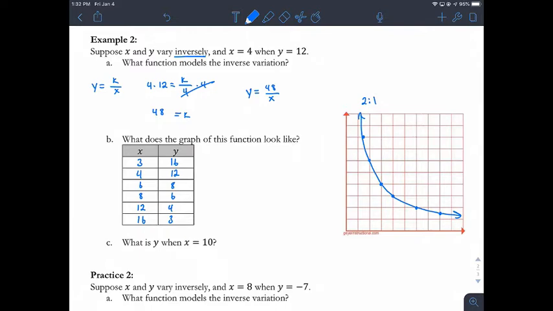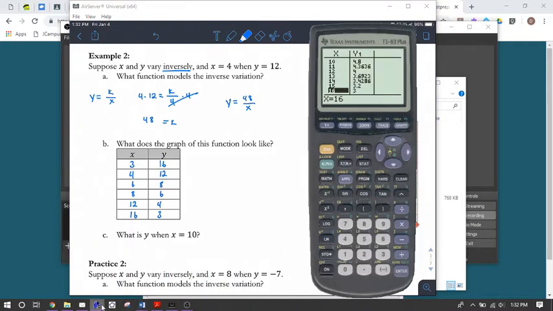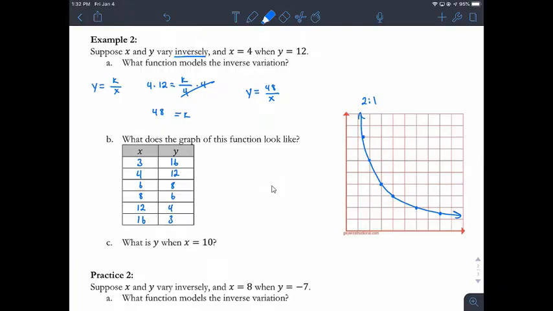What is y when x equals 10? Well, we can do two things here. We could plug in 10 into x into this equation, and then that would be 48 divided by x, which would give us 4.8. Another way we could do that is we could go back to our calculator, and if we look at 10 on our table, we see that we get a y value of 4.8 there, which gives us the same answer. So what is y when x equals 10? 4.8.